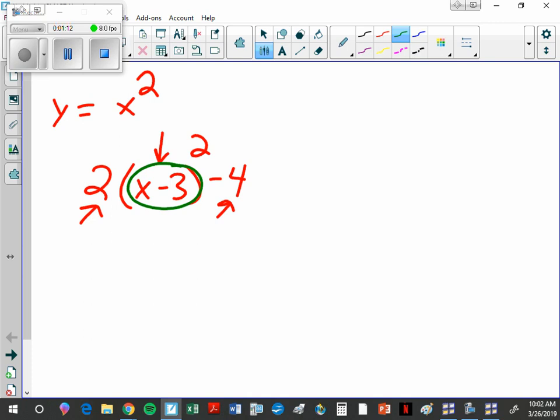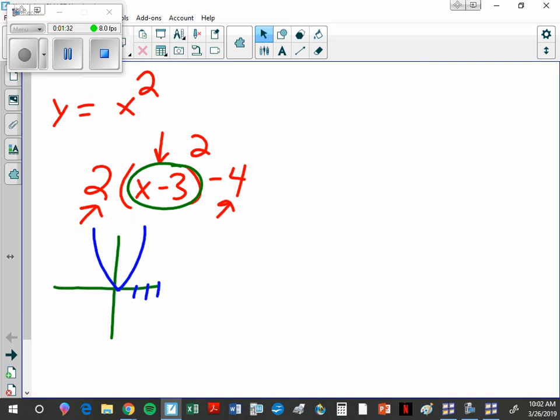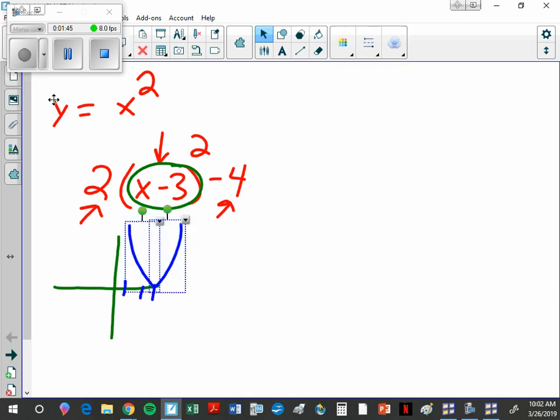And that's because anything that hits the x works backwards. It has the opposite effect from what you see. So if my original graph was this, then that x minus 3 is going to move everything to the right. So it's going to move it over here, right 3. Okay, what effect does the 2 have?